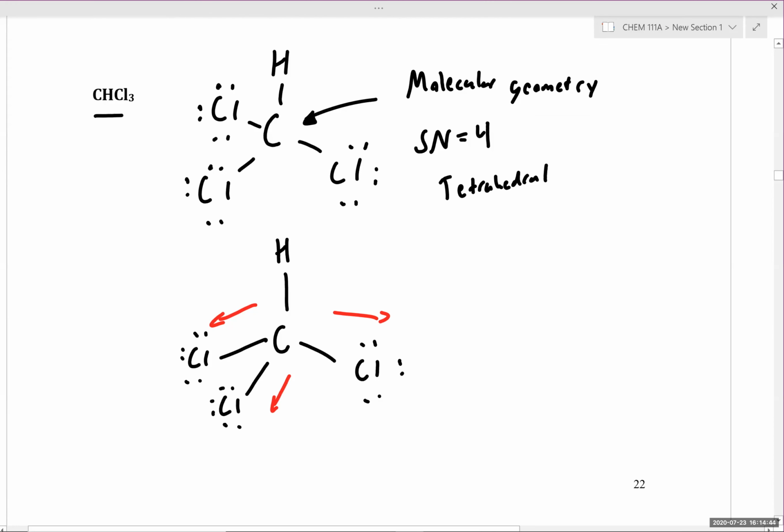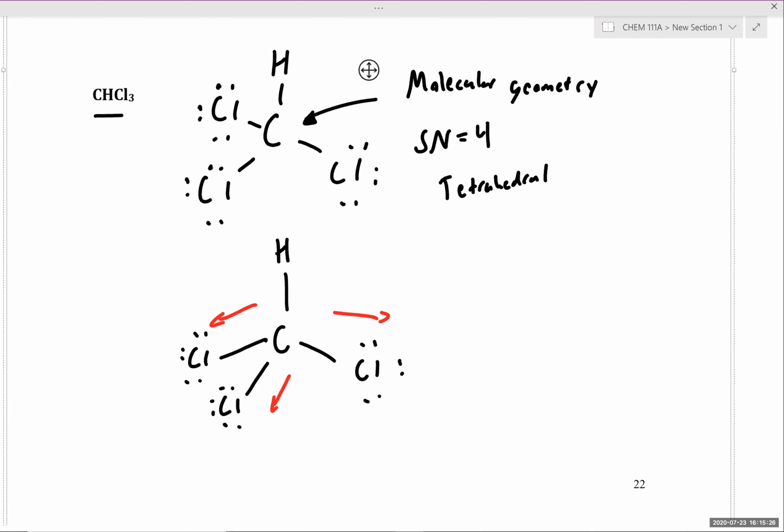Are they pointing up or down? Just looking at all of our bond dipoles, what does it look like? What do we see in the chat? Are these bond dipoles all pointing up or down? Are they pointing in one direction? Are they pointing in opposite directions? What do we think?